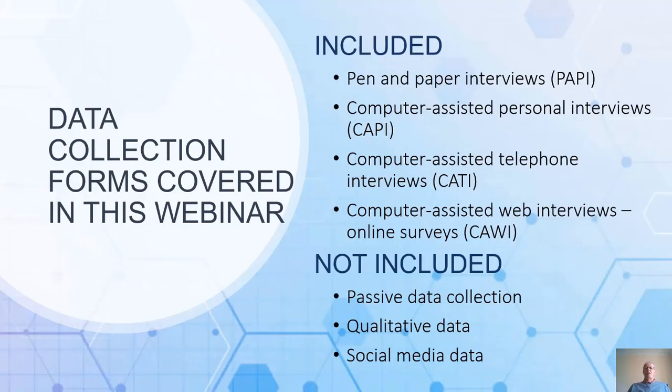So what we're going to talk about today, we're not going to particularly focus on any methodology, although I suspect there'll be more coverage of what's going on in online surveys, because that brings up more issues, if you like. But we are going to include information and ideas on PAPI, or pen and paper interviews, CAPI, CATI, and online surveys. Now, we're not going to include passive data collection in this webinar, qualitative data or social media data. Qualitative and social media we're covering in our webinar on Thursday, and passive data collection, and often that's referred to as big data, we're going to cover that a little in the reporting webinar on Wednesday.